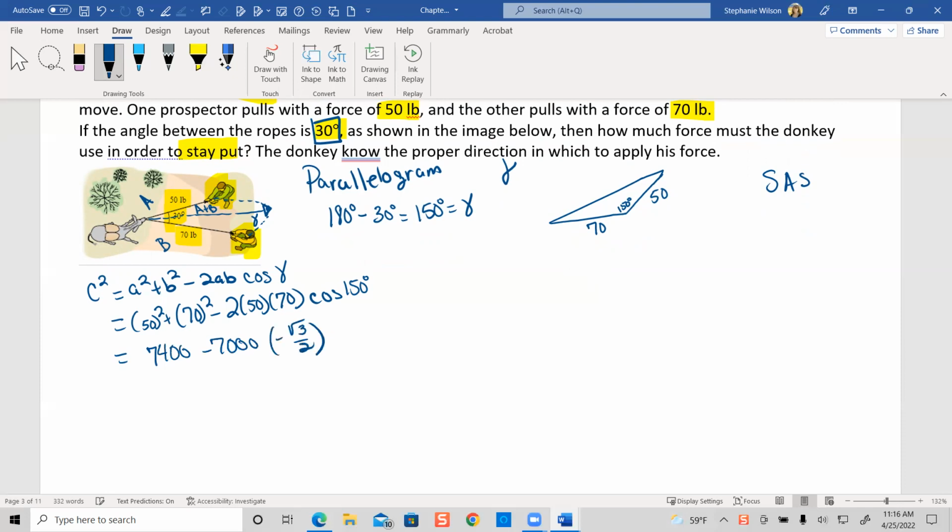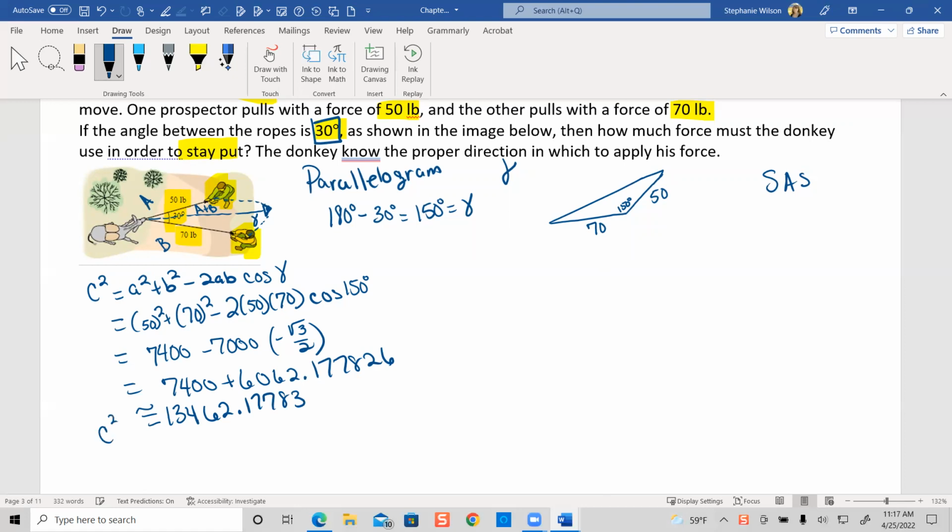And I went ahead and took cosine of 150 degrees, multiplied that by negative 7,000, times negative square root of 3 over 2. And now I get this. All right, now let's add those two together. I'm going to put approximately there because we have to round sometime, just don't round too much right now.